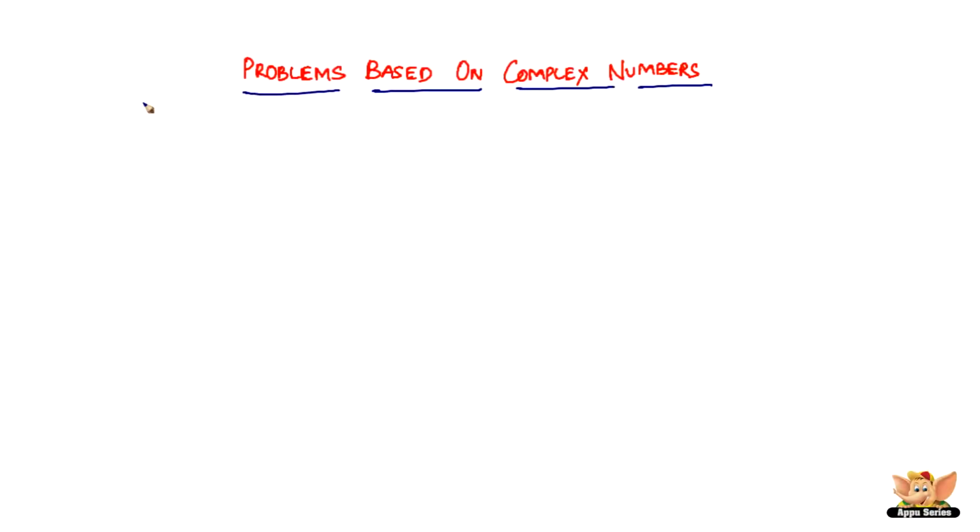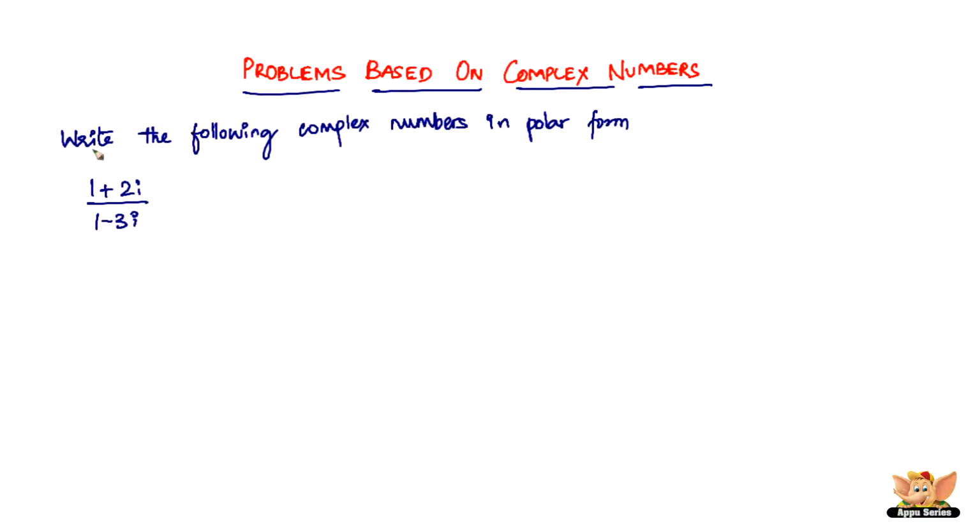In this video, let us continue to solve more problems based on complex numbers. Alright, here we've got a problem which reads like this. It says, write the following complex number in polar form. So we've got a complex number here which is 1 plus 2i divided by 1 minus 3i.